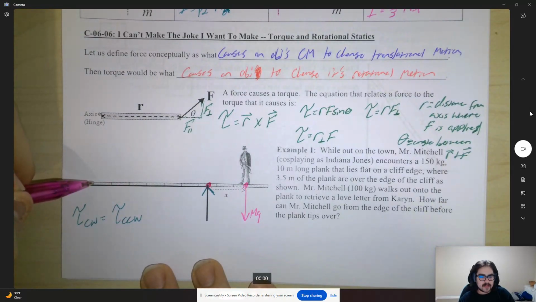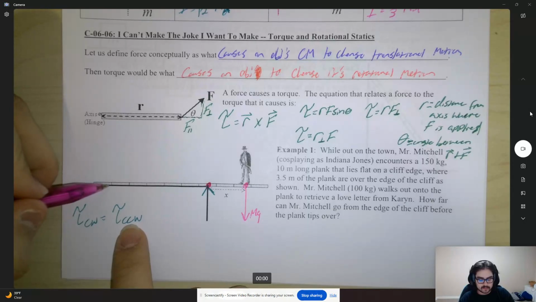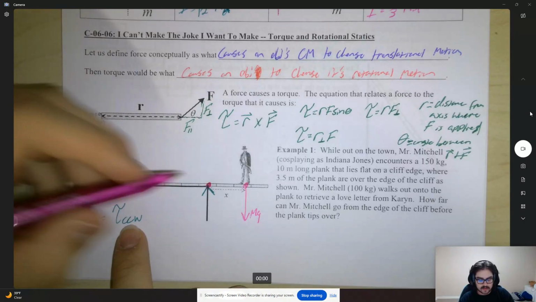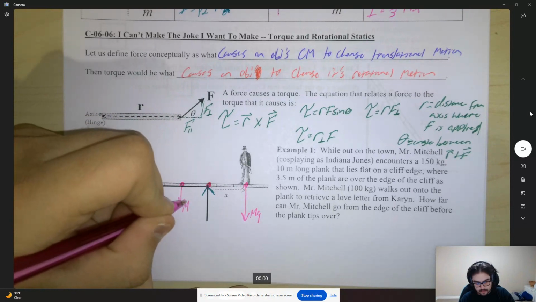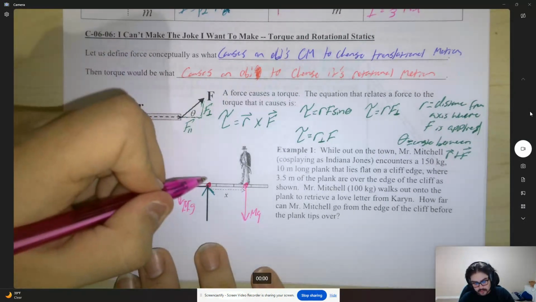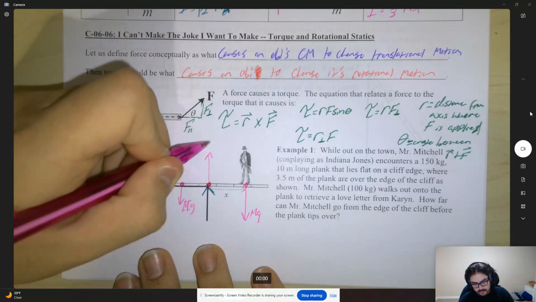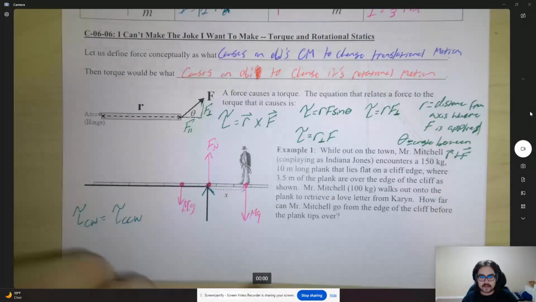The mg of the plank should act from the center of mass. So let's see, 1, 2, 3, 4, 5. That's going to be right about right here. I'm going to call this capital Mg. And then there is a normal force protruding from here, but that's actually not going to apply any torque because it's pointing directly away from the pivot point.